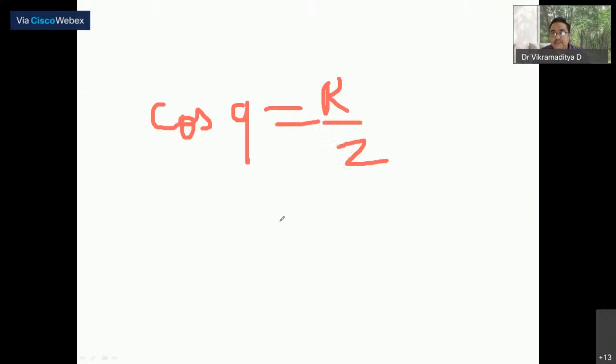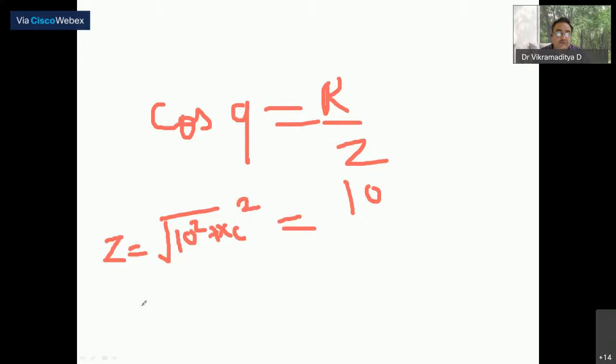You have to find out cos phi. Cos phi is nothing but R by Z. R is nothing but 10, and now you calculate Z. Z is nothing but under root R square, that is 10 square, plus XC square. Now what is XC? XC is nothing but 1 upon omega C, magnitude wise.